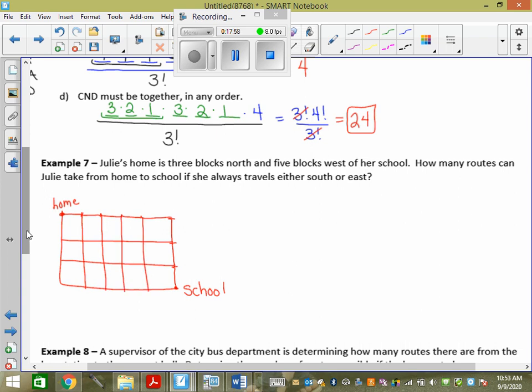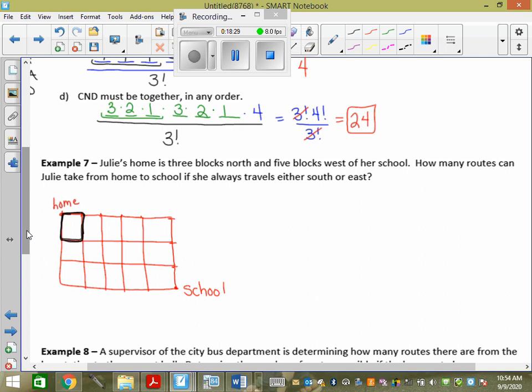So we have 5 blocks west, 3 blocks north, right? Now it says, how many routes can Julie take from home to school if she travels either south or east? So she can only go down or right, okay? And the reason why we ask that is so that you can't circle this block 800 times, because then you'd have an infinite number of ways, right? If I could circle the block, it would be an infinite number of ways.